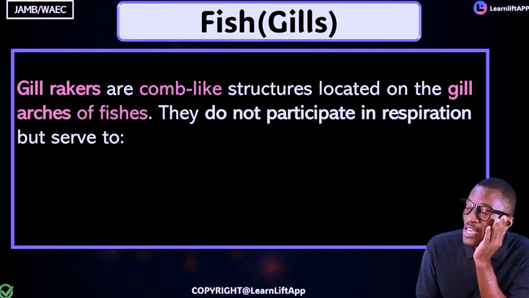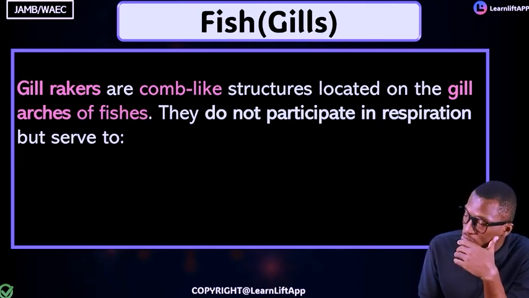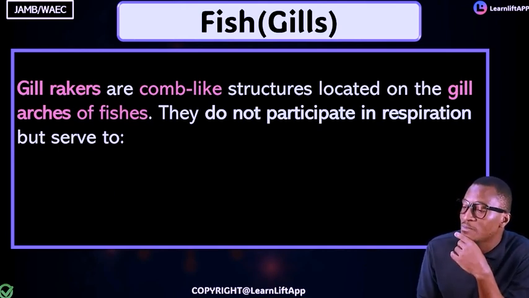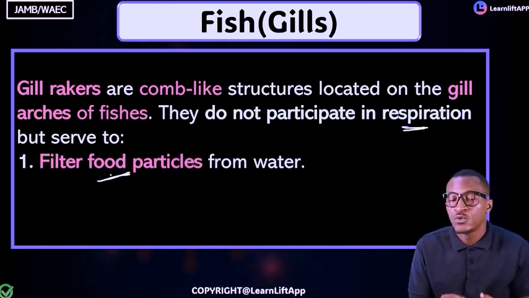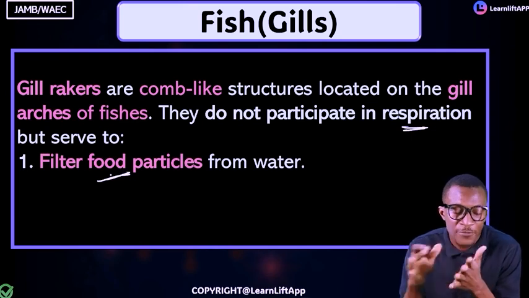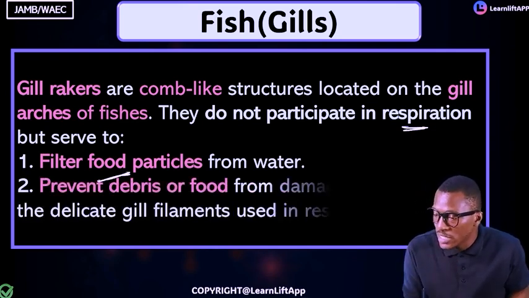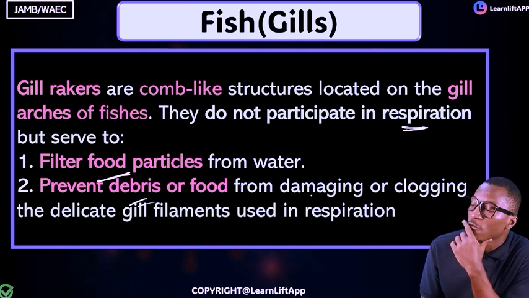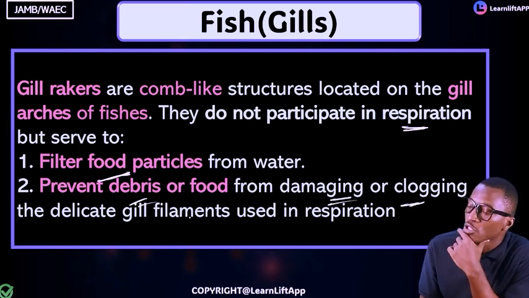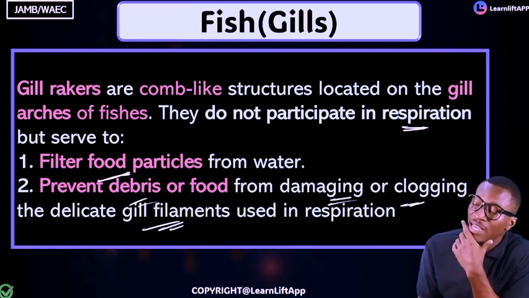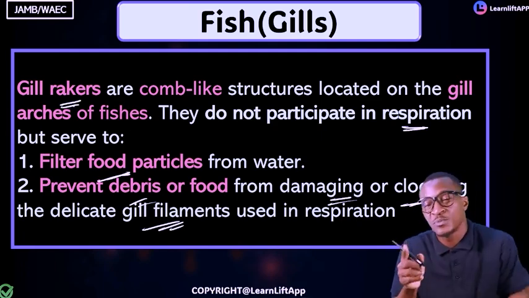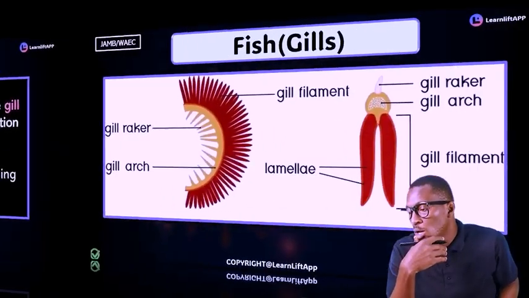Now, take note that they have gill rakers. They can ask you: gill rakers are comb-like structures in the gills. They do not participate in respiration. What do they do? They help to filter food. Those gill rakers are like filters. They prevent debris or food from damaging or clogging the gill filament used for respiration. So gill rakers do not take part in respiration. They help to filter food.